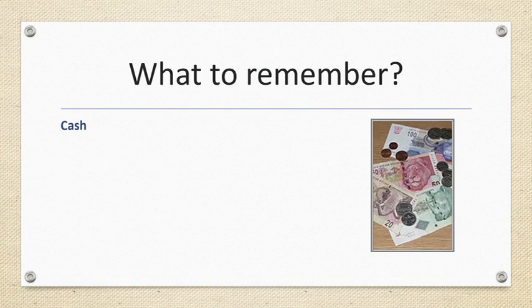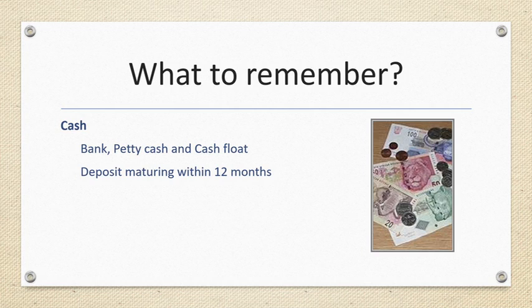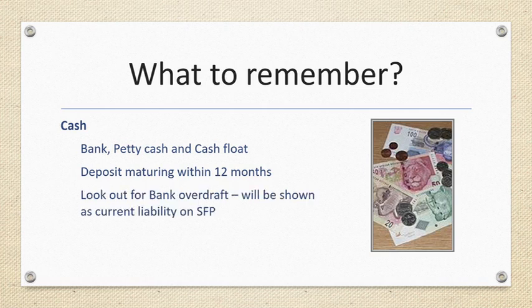Cash, yes, we know it's bank, petty cash, and cash float. But if there is a deposit maturing within 12 months, we add it to that. We can also add a savings account if they give you one. And then be on the lookout for bank overdraft. When the bank is in the negative, please don't show it as a bracket on the statement of financial position. No brackets on that statement.